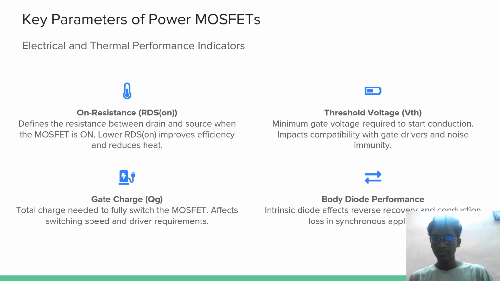Threshold voltage: the minimum gate voltage required to start conduction, which impacts compatibility with gate drivers and noise immunity. Gate charge: the total charge needed to fully switch the MOSFET, which affects switching speed and drive requirement. Body diode performance: the intrinsic diode affects reverse recovery and conduction losses in synchronous applications.